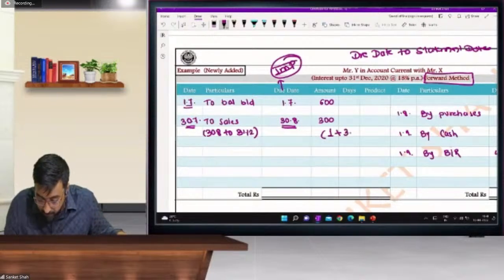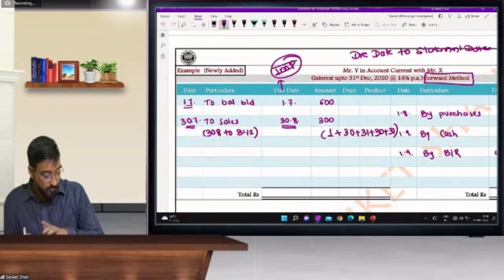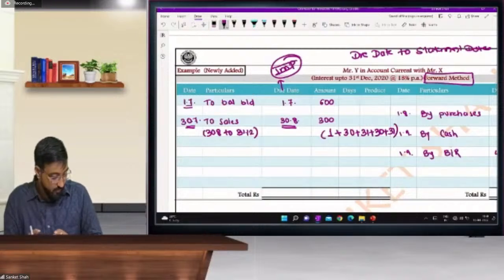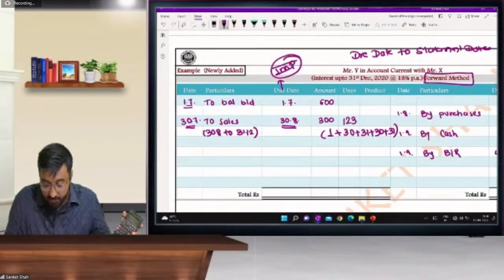September 30, October 31, November 30, December 31. So take it on the calculator: 1 plus 30 plus 31 plus 30 plus 31, 123 days.